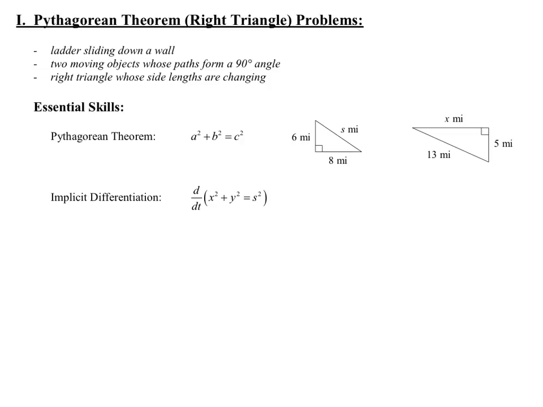So, in order to get to the actual problems themselves, we first need to cover the essential skills. So, you need to know what the Pythagorean theorem is, which is a squared plus b squared equals c squared. Sure, you guys have seen that before, but you must know how you use it. So in order to get to that, let's look at a couple examples and examine how they are different.